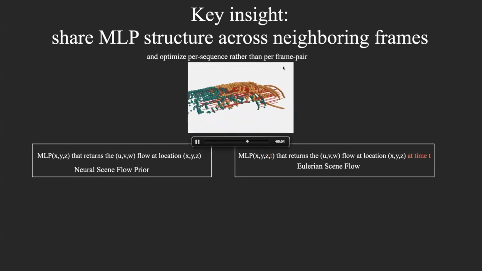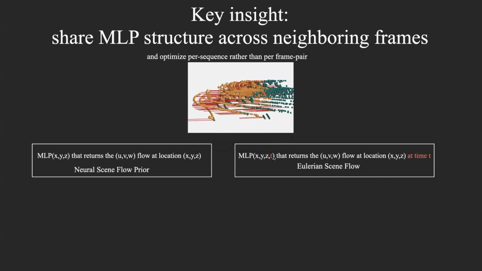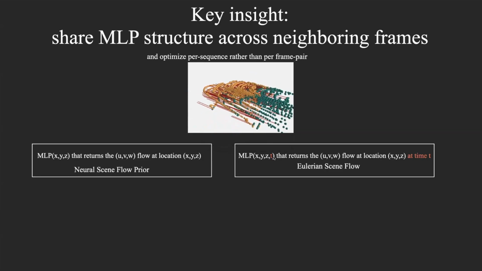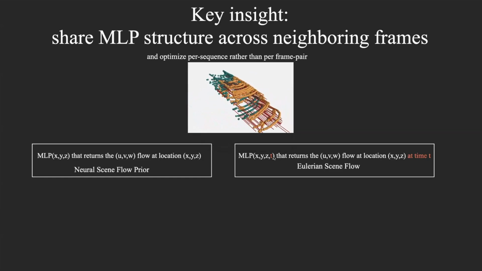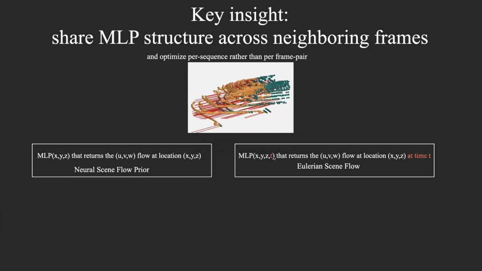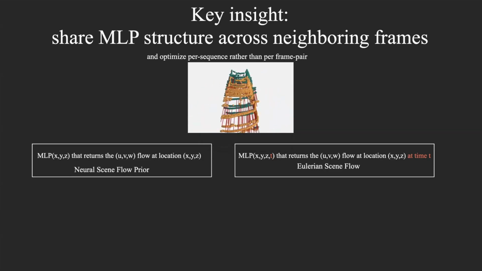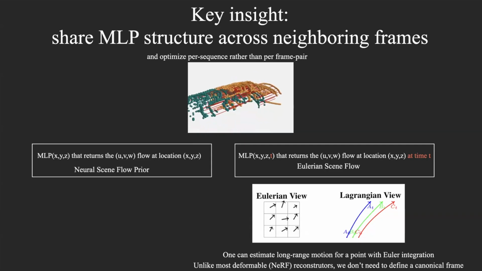So you're training one model that takes as input an XYZ and now a timestamp, and it will spit out the flow at that space-time location. At some level, it's a really simple architectural change, but conceptually what's happening is that you're sharing structure between all these per frame models across an entire sequence. And just doing that allows you to learn much more accurate long range flow models. We use the term Eulerian flow as opposed to Lagrangian for two reasons.